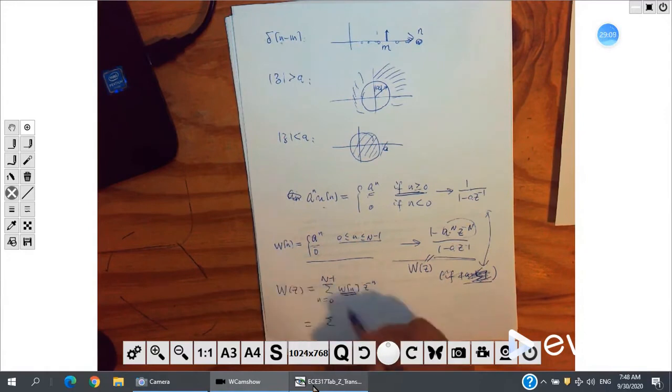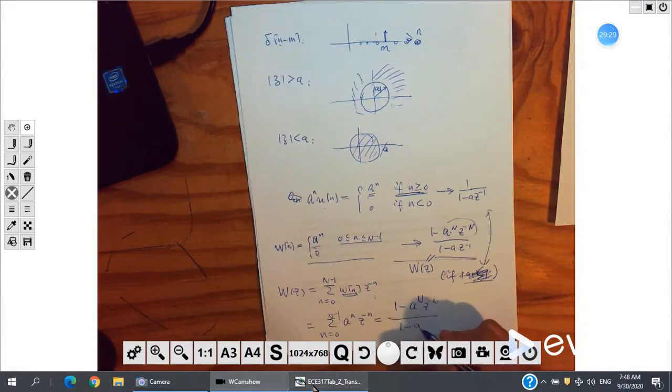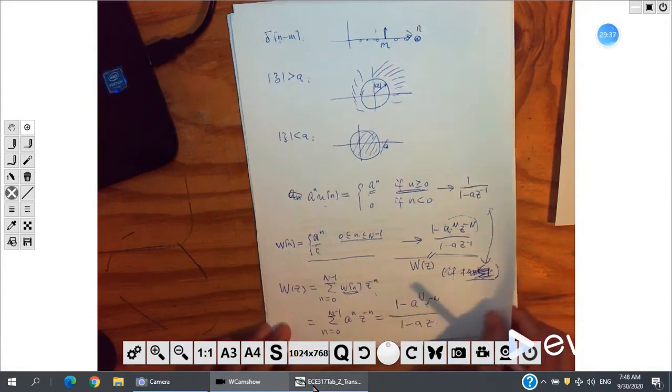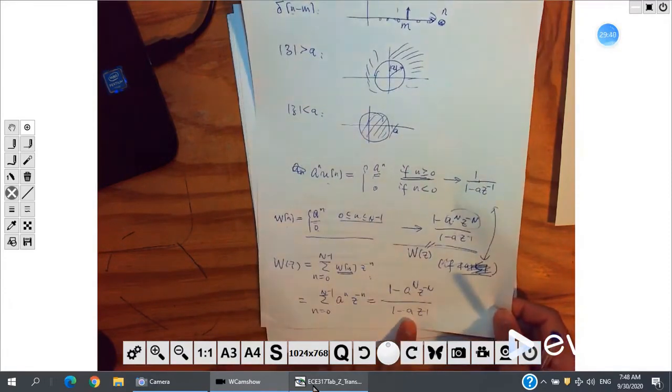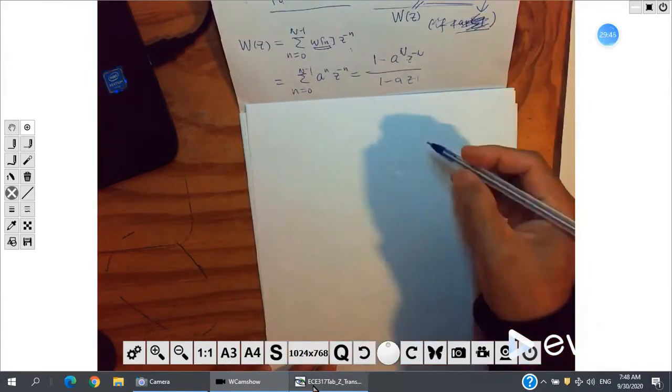Okay, w of n is a to the n, this is z to negative n, and this is a geometric series again, but we have finite terms, so it's 1 minus a to the N z to negative N over 1 minus a z to negative 1. That's it. Same as that. Got it? From here to here. Actually, I can go over this formula again.